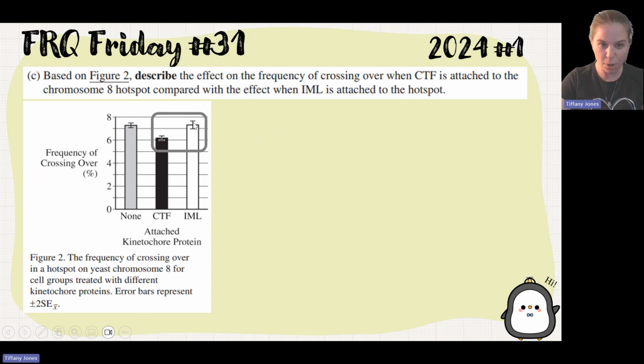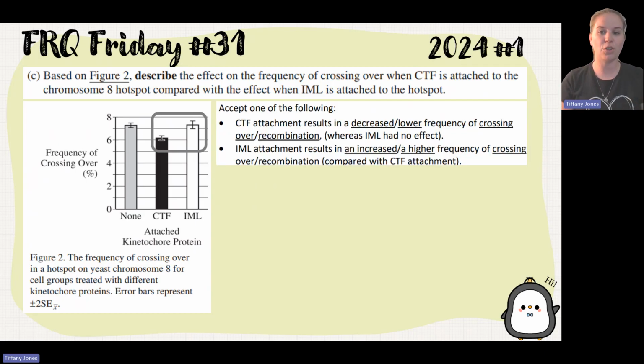You can notice that the error bars do not overlap. Because the error bars do not overlap, the data is statistically significant. And so we can say that there is a decrease in the frequency of crossing over when the CTF is attached compared to the IML. So CTF results in a decrease or a lower frequency of crossing over. IML attachment results in an increase or a higher frequency of crossing over.